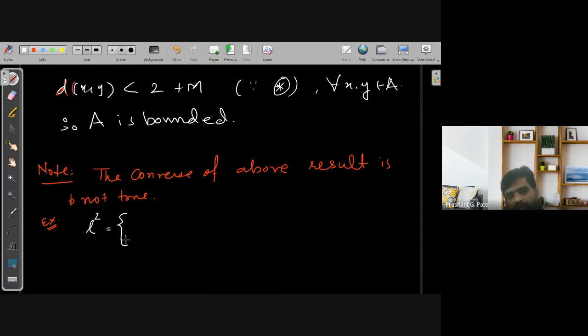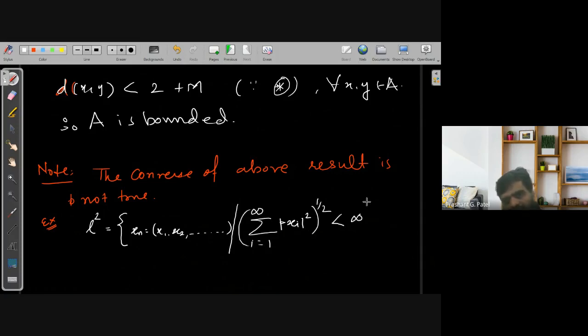L2 space is the set of all sequences xn, which I can say x1, x2 and so on. So it is a set of sequences, but they are square summable sequences. It says that the summation, i running from 1 to infinity, of mod of xi square, whole raised to 1 by 2, is finite. Or if I don't want to write the square root, that's also fine. We can say it is square summable. So this is your L2 space. This way we define the L2 space.